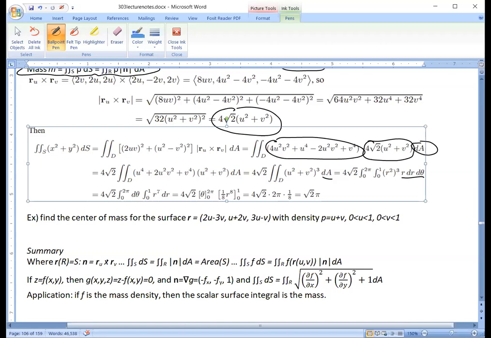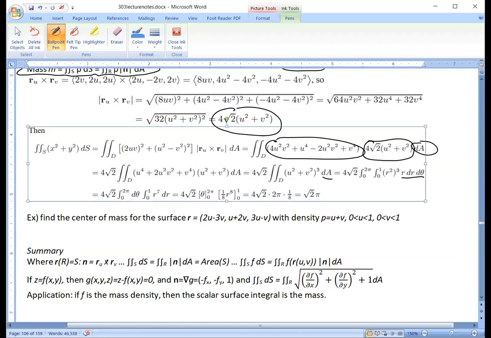And therefore, once again, the double integral over S of dS is just the double integral over the region of the magnitude of the normal vector. In this special case, that is just going to be the square root of (df/dx) squared plus (df/dy) squared plus 1, and then all of that dA.